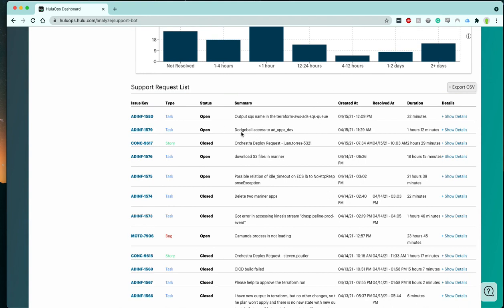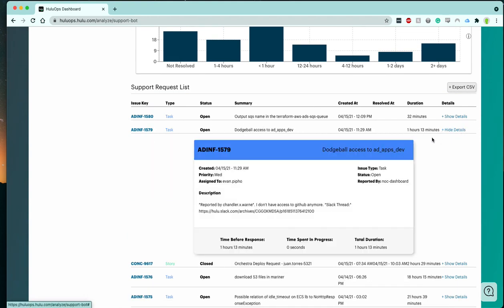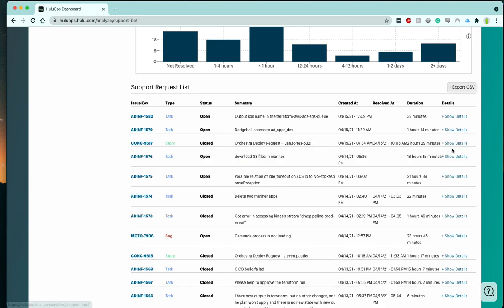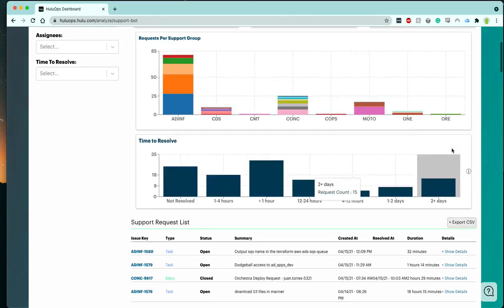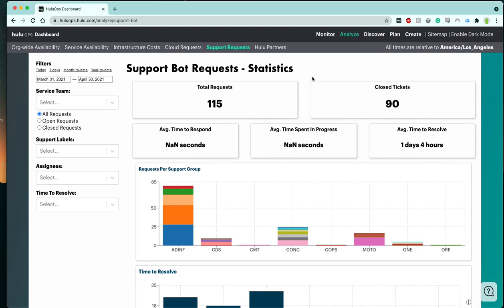So someone's asking for Dodgeball access to add apps. Cool. Here's that request. It's a medium priority. Here's who it's assigned to. Reported by this person, so we actually know who's requesting that access. And these are things that are just the ongoing administration of services and tools and support for those tools. And we want to make sure that we're inputting these in a way that can be measured.